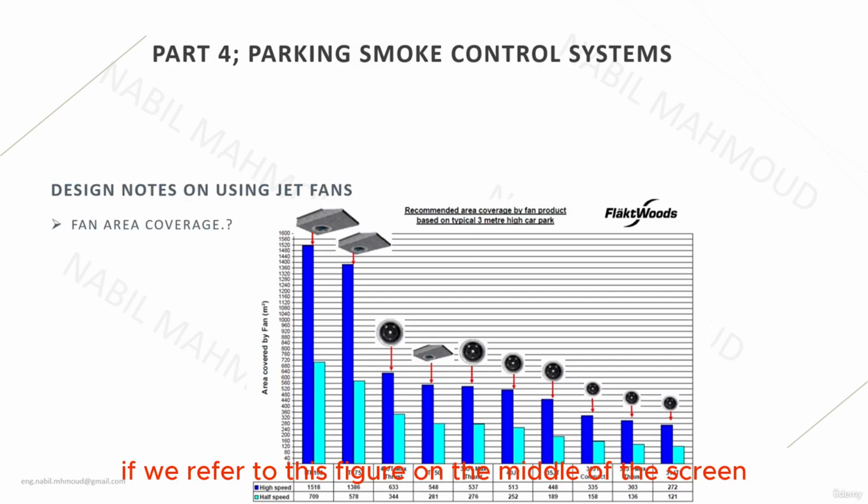If we refer to this figure in the middle of the screen, we can see a graph from the famous fan manufacturer Flakt Woods, and this figure gives you the approximate coverage area of the fan for each type of the models that are commonly manufactured. You can see on the horizontal axis the models, and below each of these models a table. This table gives you two values.